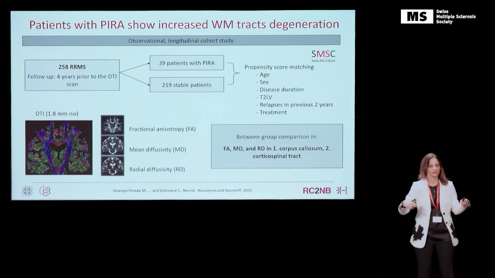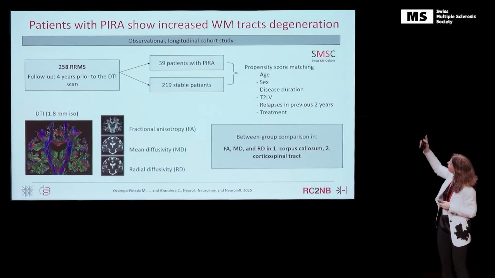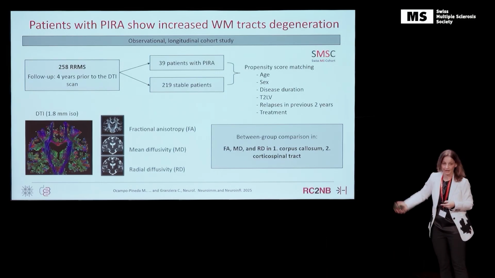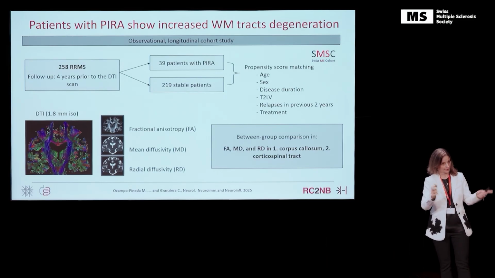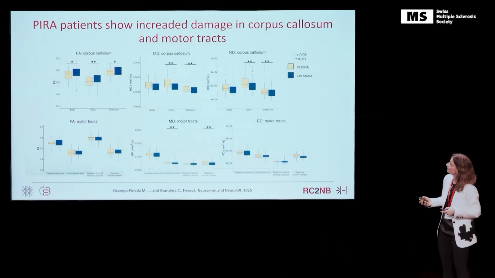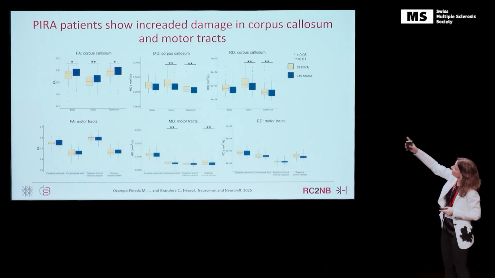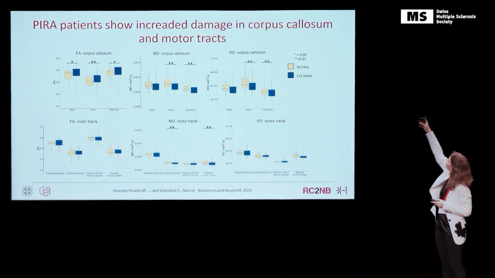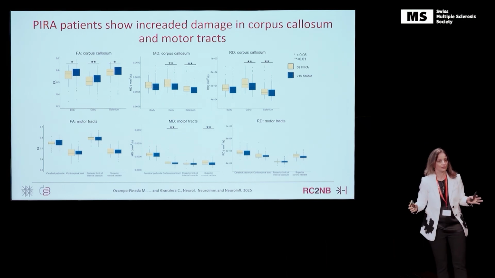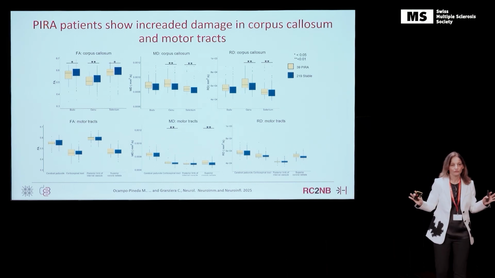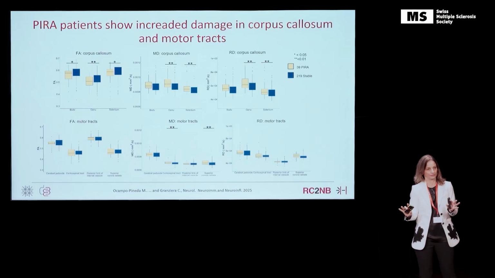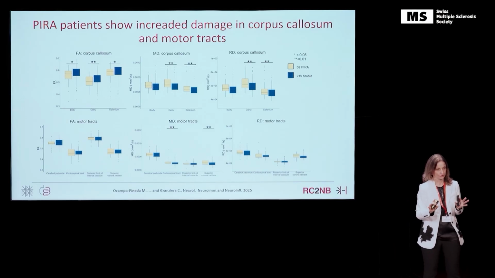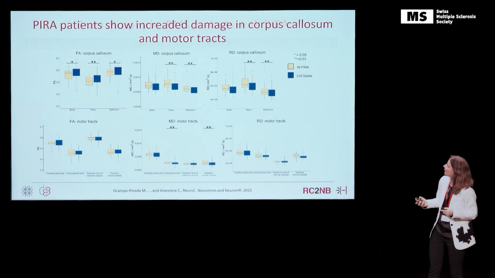We did this propensity score matching between patients with PIRA and without PIRA. And then we analyzed 2 main tracts, the corpus callosum and the corticospinal tract. And the results are this. It's pretty simple. These are in top, the corpus callosum, on the bottom, motor tracts. The PIRA patients are in yellow. They show overall, everywhere, microstructural damage compared to stable patients.